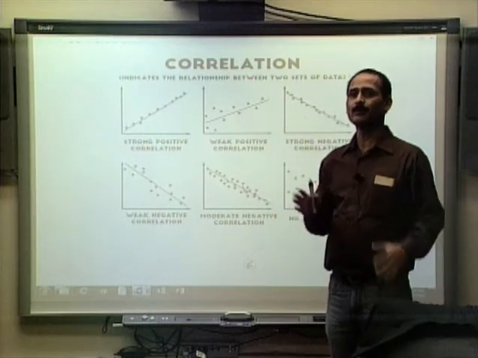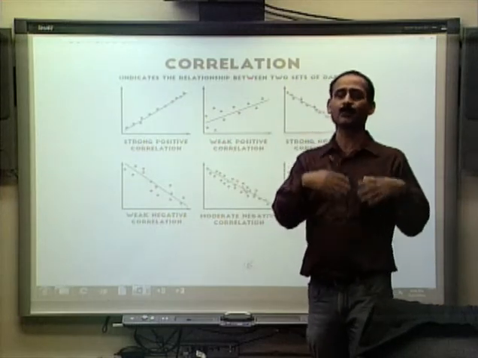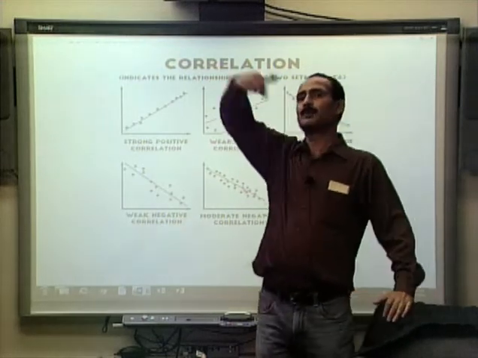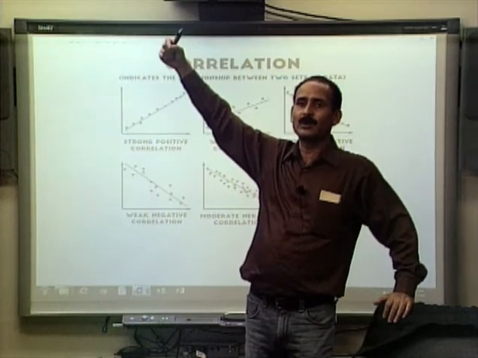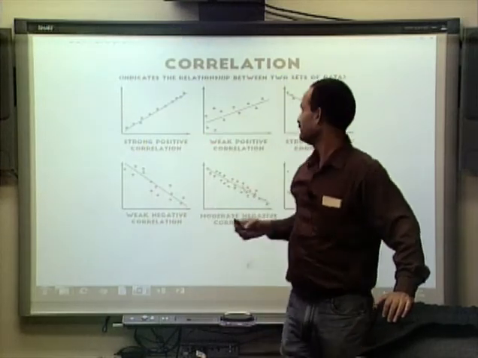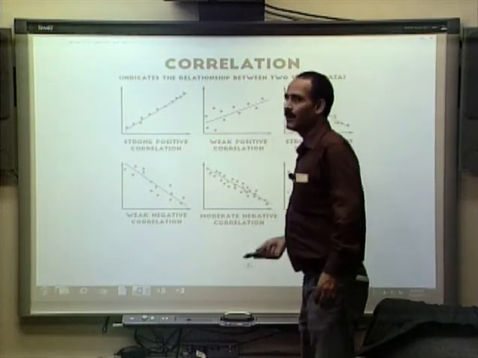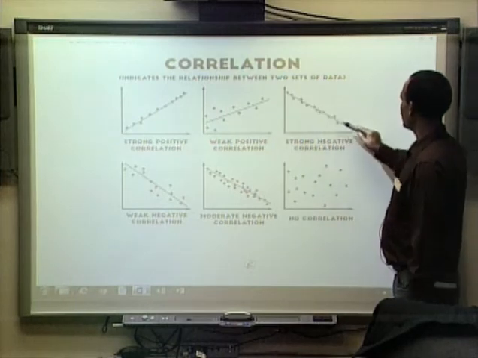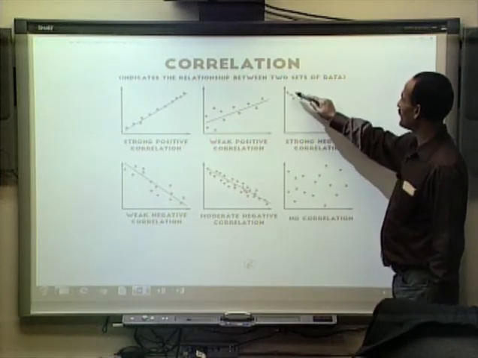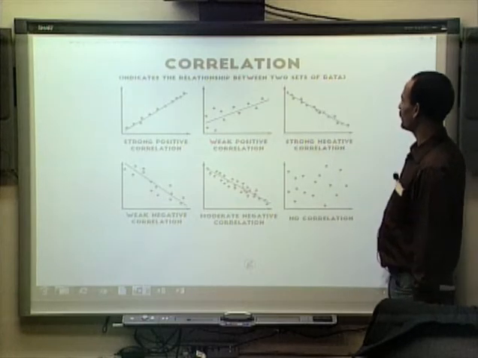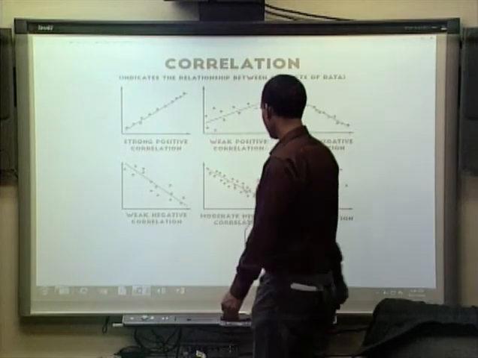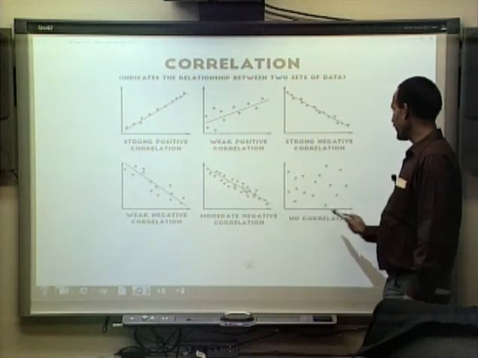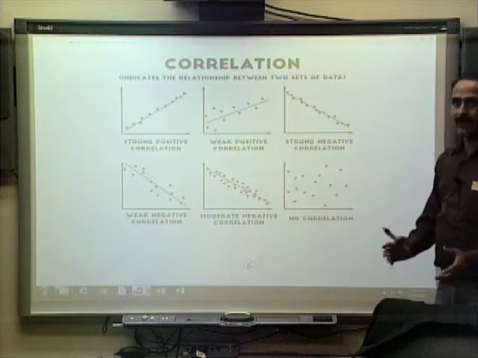Since it is going up, we should say there is a weak positive correlation. Going up means positive. Everything very close to the upgoing line means strong positive, while scatter around the upgoing line means weak positive. This is an example of a strong negative. See, the line is going down and all the dots in the scatter plot are very close to the straight line. Then there are weak negative and moderate negative.